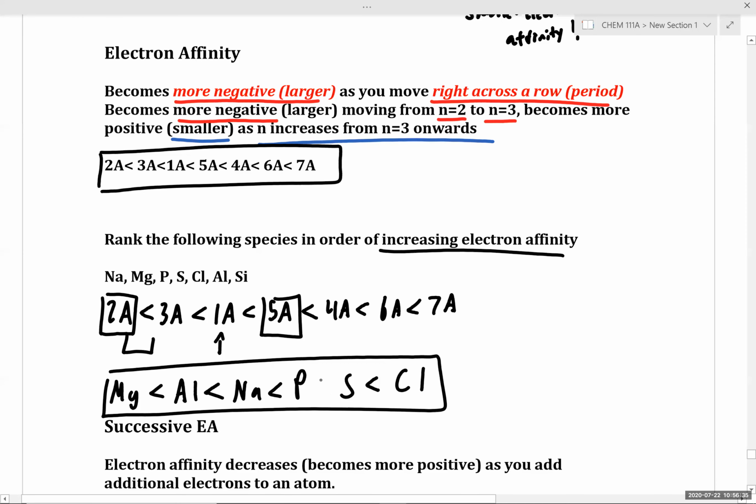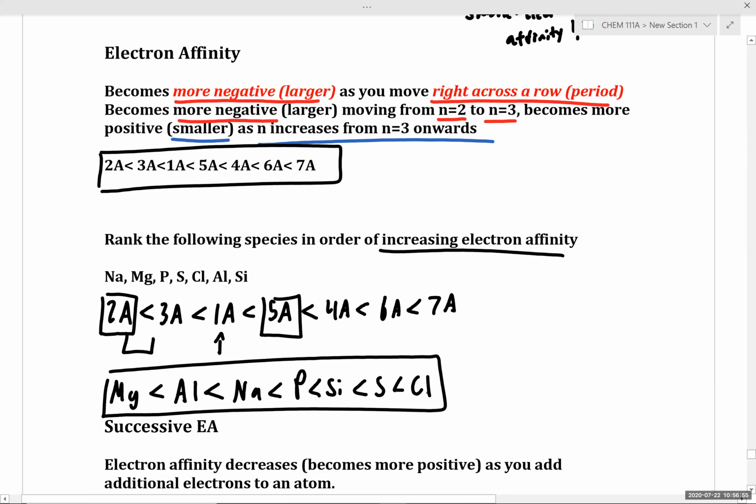I forgot to put silicon. Silicon is greater than phosphorus and after sulfur. There we go.